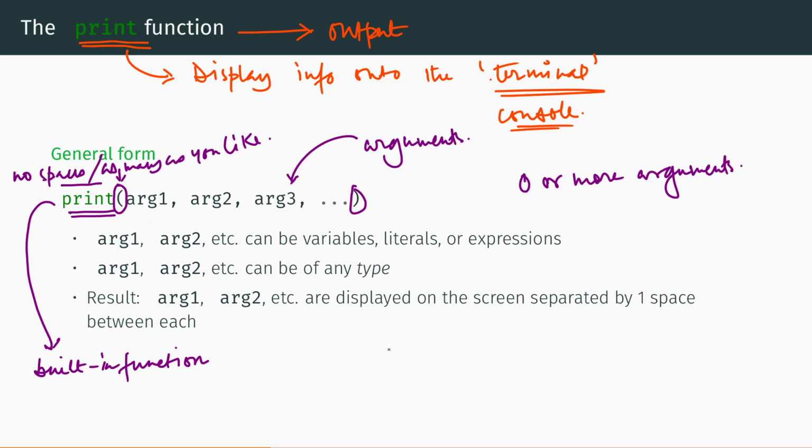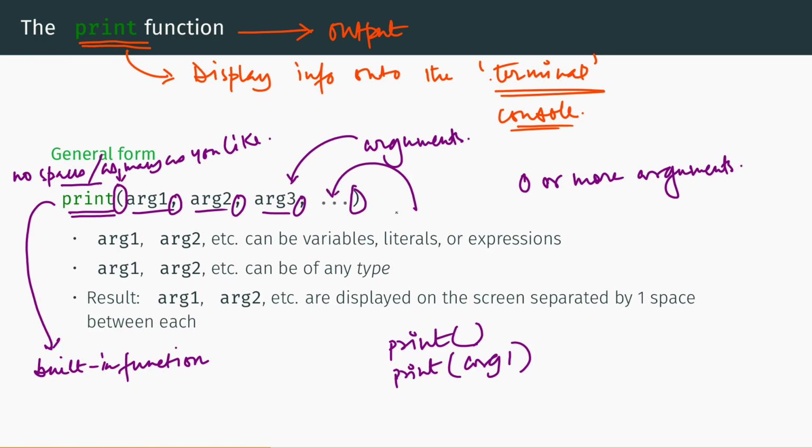So you can have a statement such as this: print. Or you can have print some argument arg1, or you can have print arg1, arg2, or you can have print arg1, arg2, arg3. All of these arguments are separated by commas. And you can have as many as you like for all intents and purposes. Obviously there are limits to everything, but essentially for us you can have as many as you like.